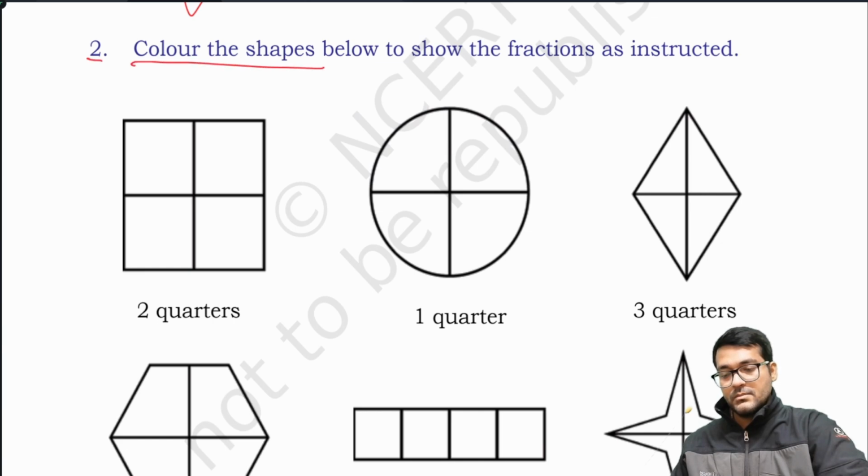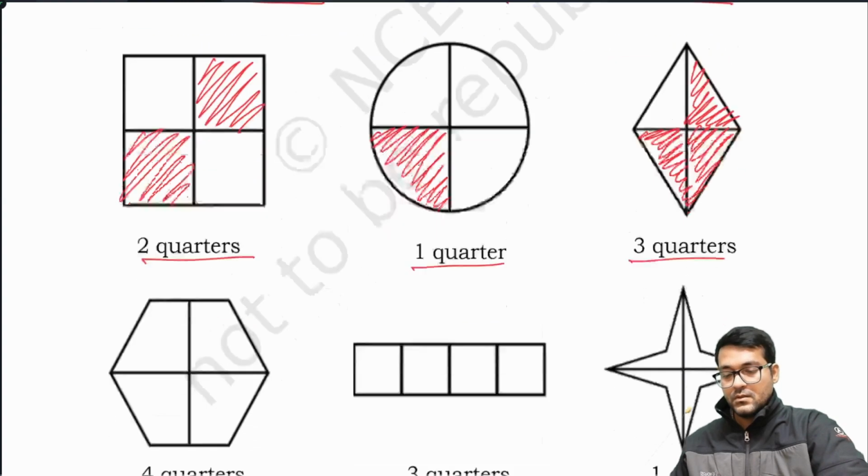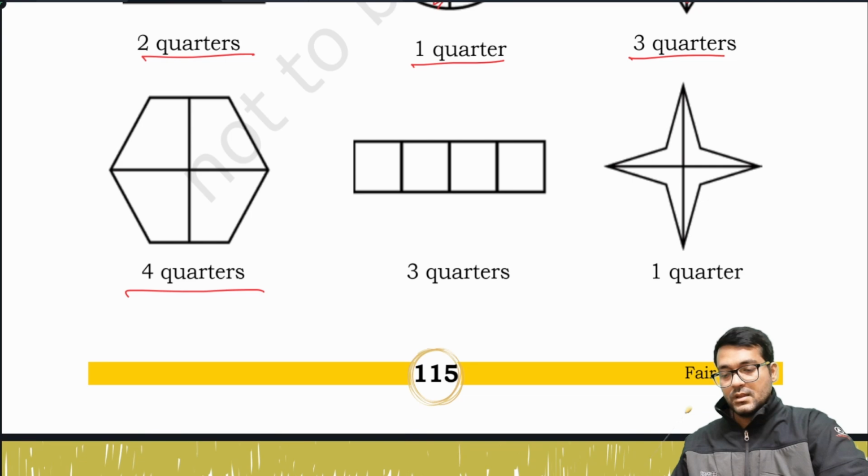2. Color the shapes below to show the fraction as instructed. 2 quarters. Any 2 you can color out of 4. 1 quarter. You can color any of the 4. 3 quarters, you can color 3 out of 4. 4 quarters, that is whole.